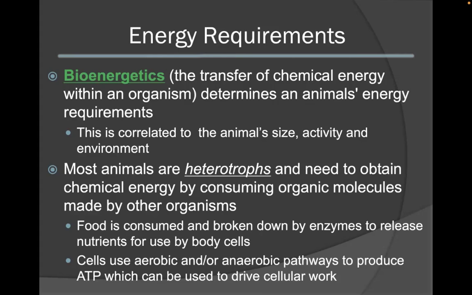This means they need to obtain their chemical energy through the consumption of organic molecules. These molecules are thus made by other organisms, as animals cannot produce these chemical compounds themselves. As a result, food is typically consumed and broken down by enzymes in order to release the nutrients for use by body cells. Cells will then use aerobic or anaerobic pathways in order to produce ATP. This ATP can then be used to drive cellular work.